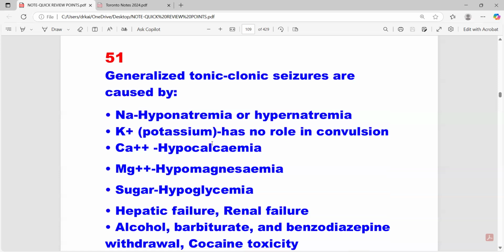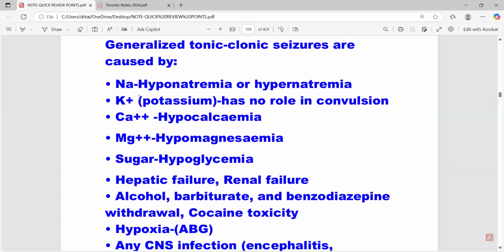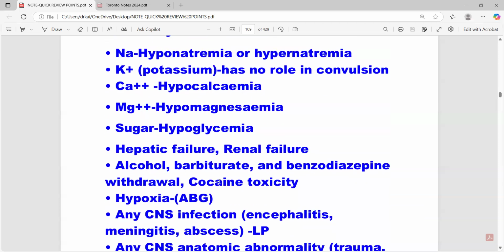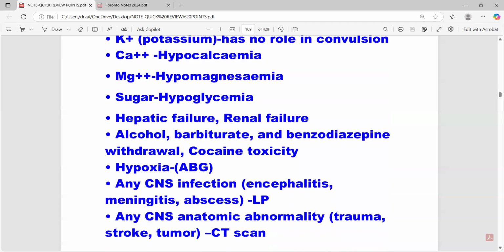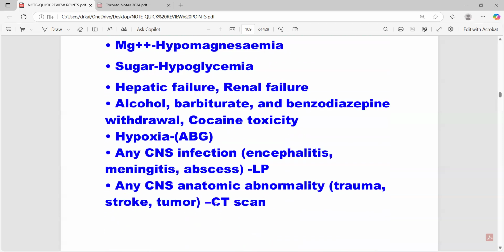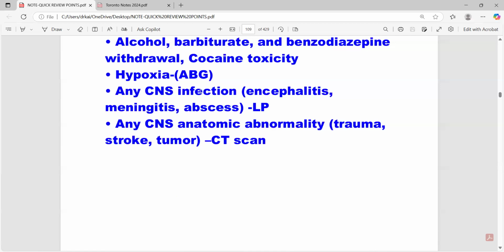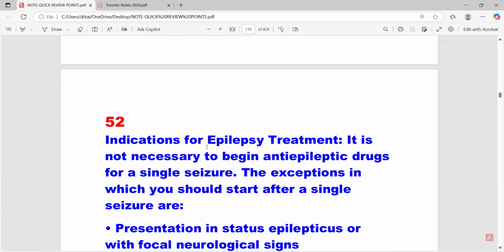Then comes generalized tonic-clonic seizures. The most common cause is hyponatremia after vomiting. Potassium has no role in convulsions, although it can lead to arrhythmias. Hypocalcemia can cause twitchiness and then muscle weakness. Hypomagnesemia, hypoglycemia can cause seizures, and then hepatic failure. Alcohol, barbiturates, benzodiazepines, hypoxia, any CNS infection, any CNS anatomic abnormality can also cause them, leading toward a CT scan. If there's an infection, then LP, lumbar puncture.